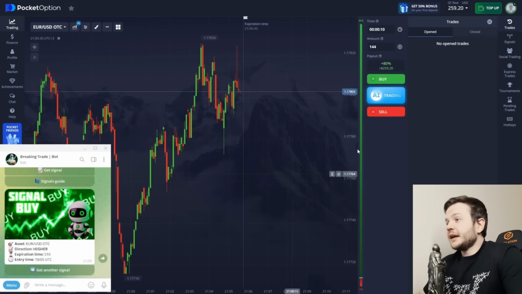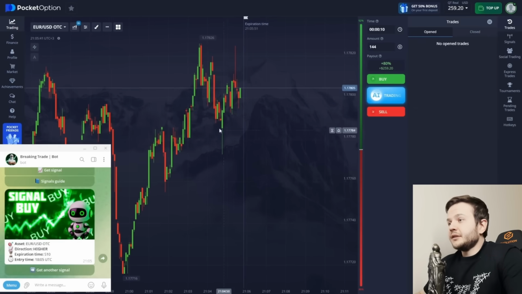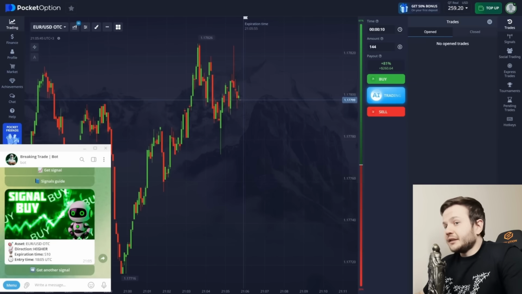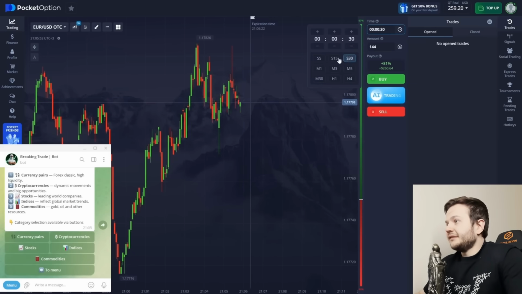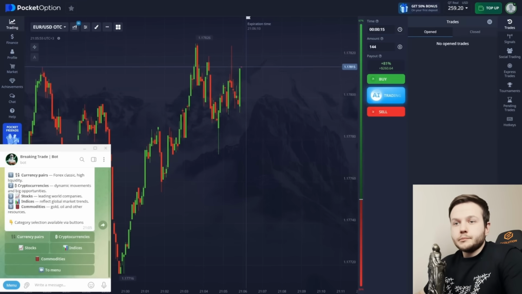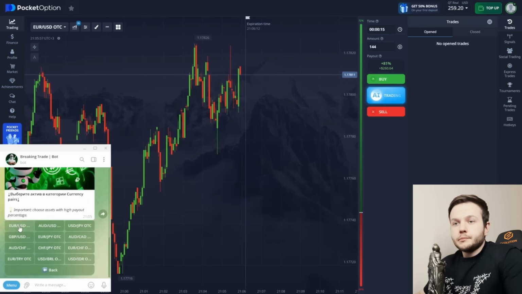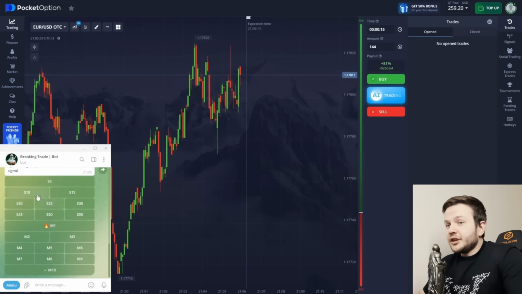The only thing I don't like about the OTC market is that we see large wicks both at the bottom and at the top. So you can see for yourself how the chart is jumping around. Let's go into the third trade, this time for 15 seconds. Let's change the currency pair.